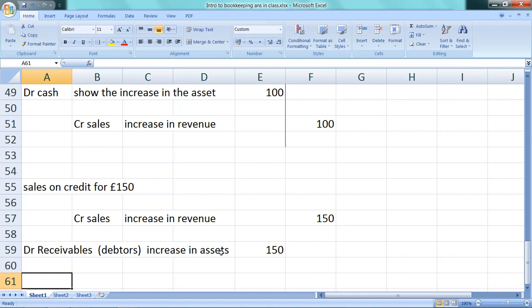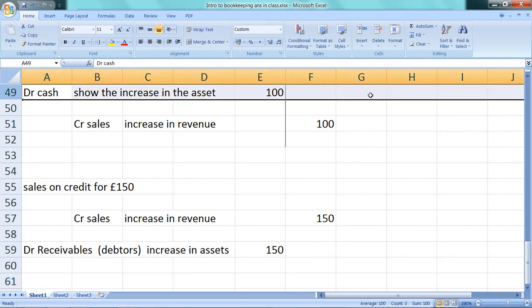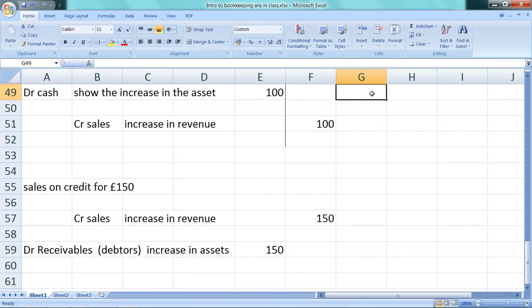Now notice the effect on the balance sheet and the profit and loss account. This asset is going to affect my balance sheet. That sales figure affects my P&L. Notice the way the shorthand works here. So BS for balance sheet, nothing else. P&L for profit and loss. That increase in sales goes into my P&L. That increase in assets goes through to my balance sheet.